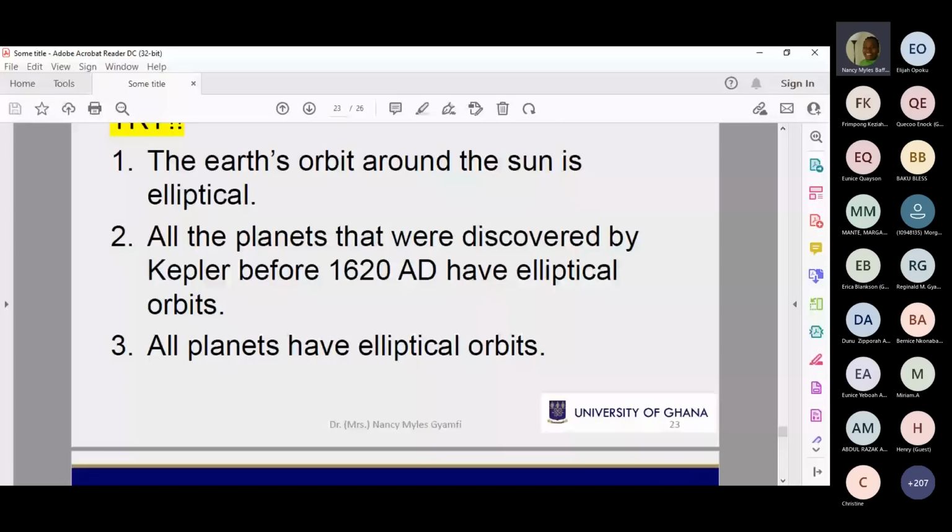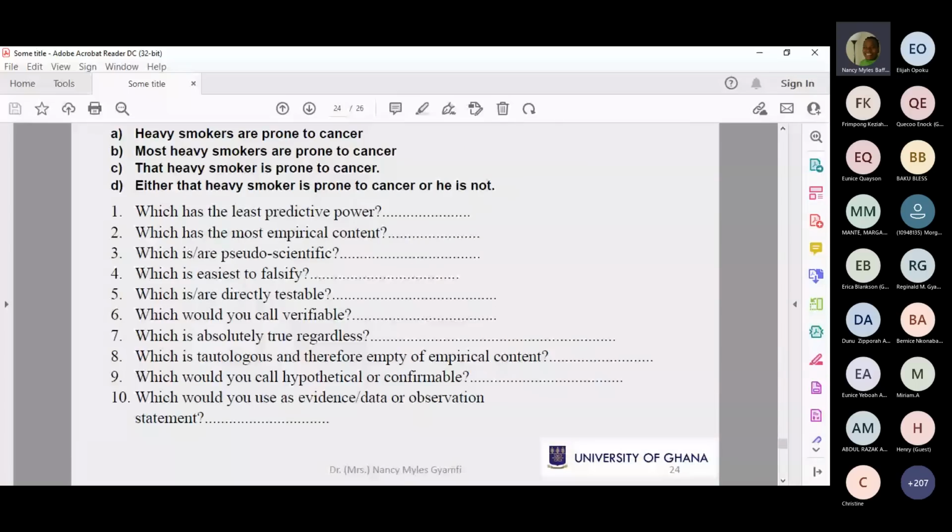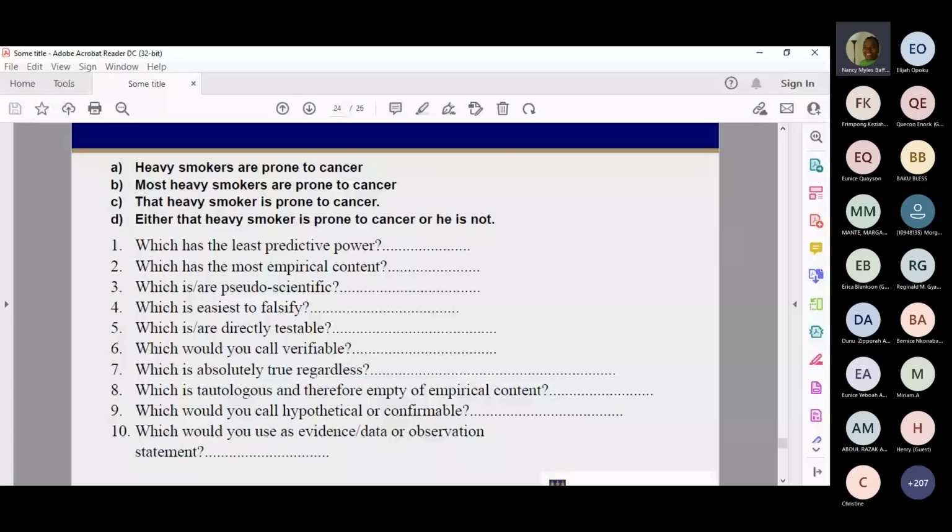I don't know if we should work through this one, maybe one or two of them. From the 4 examples up there: A, heavy smokers are prone to cancer. B says most heavy smokers are prone to cancer. C says that heavy smoker is prone to cancer. D says either that heavy smoker is prone to cancer or he's not. Let me start with question 6. From the 4 given there, which would you call verifiable?